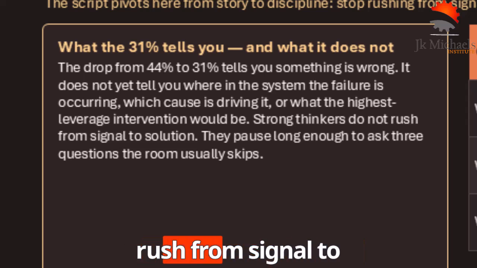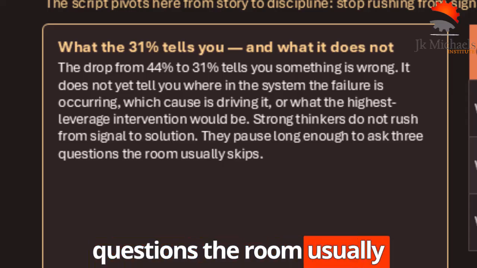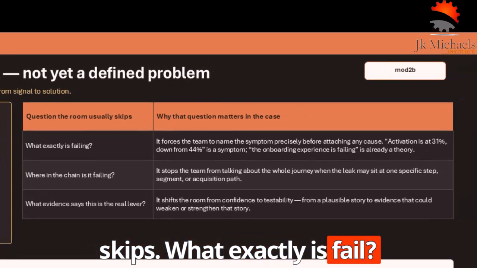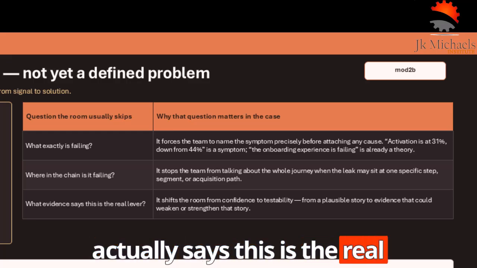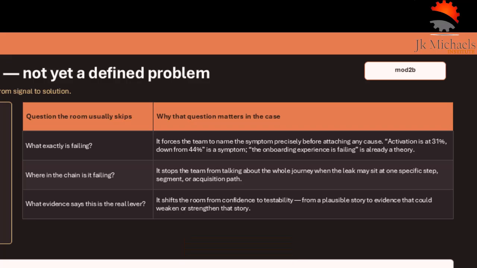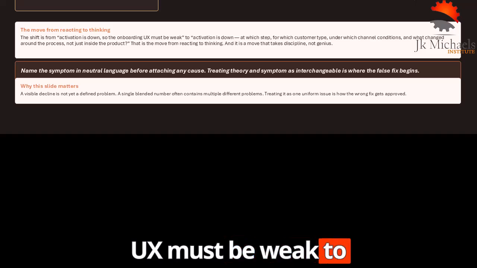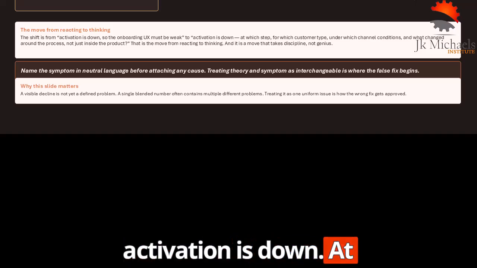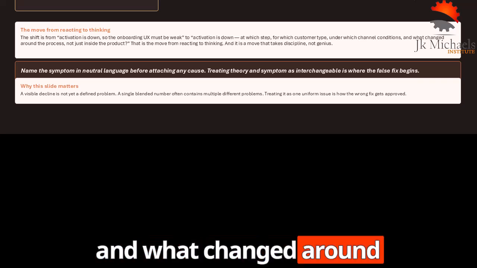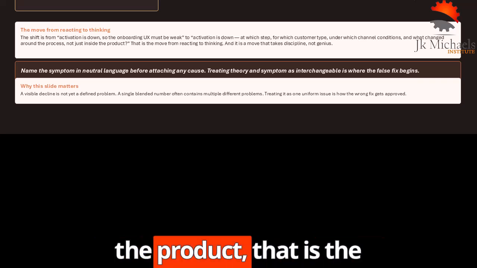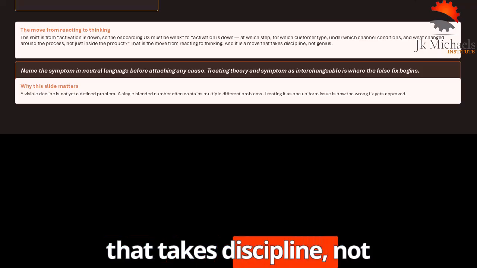Strong thinkers do not rush from signal to solution. They pause long enough to ask 3 questions the room usually skips. What exactly is failing? Where in the chain is it failing? And what evidence actually says this is the real lever, not just the most available one? The shift is from activation is down, so the onboarding UX must be weak, to activation is down, at which step for which customer type, under which channel conditions, and what changed around the process, not just inside the product. That is the move from reacting to thinking, and it is a move that takes discipline, not genius.